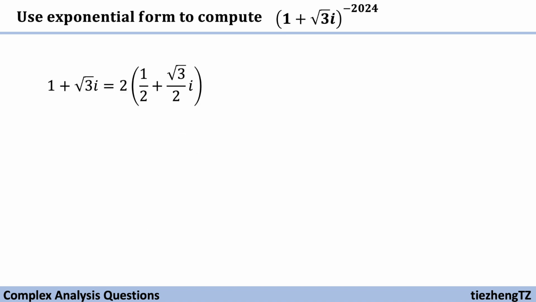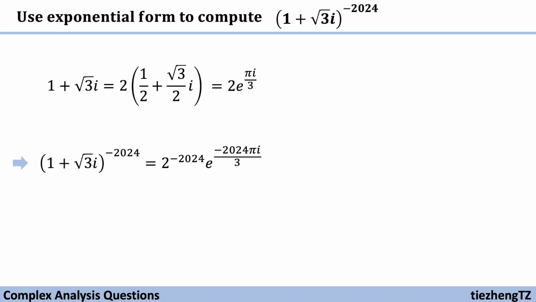So likewise, we already know we can change the base into the form of 2 times (1/2 + √3/2 i). And to change it into the exponential form, we can write it as 2 times e to the power of πi/3. So next, we just substitute into the given function and rewrite it as the exponential form, which becomes 2 to the power of minus 2024 times e to the power of minus 2024 times πi over 3.